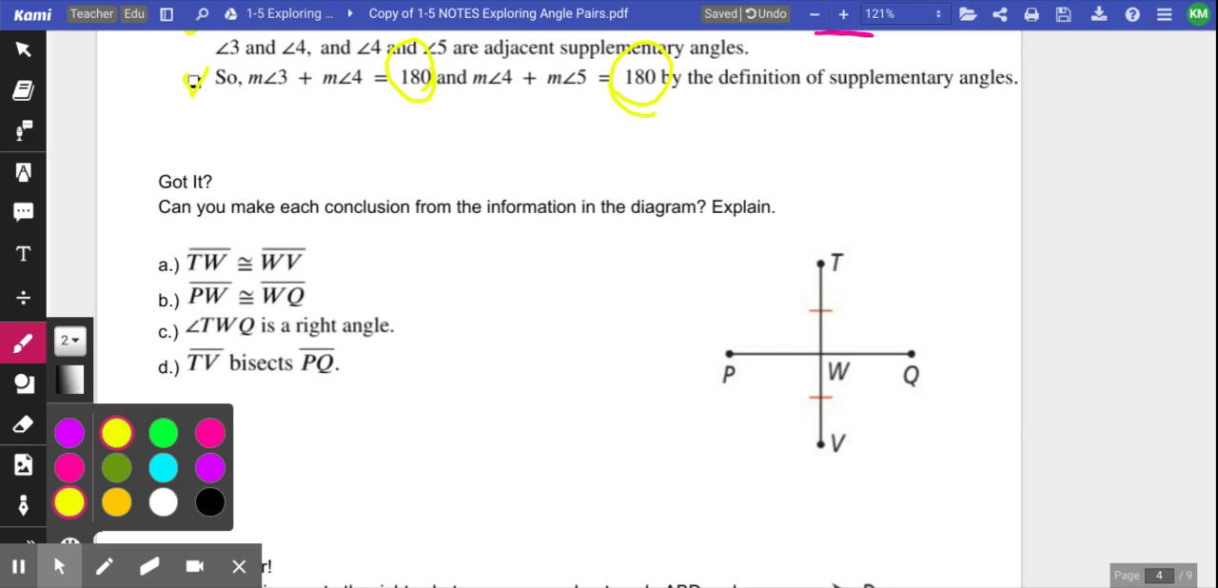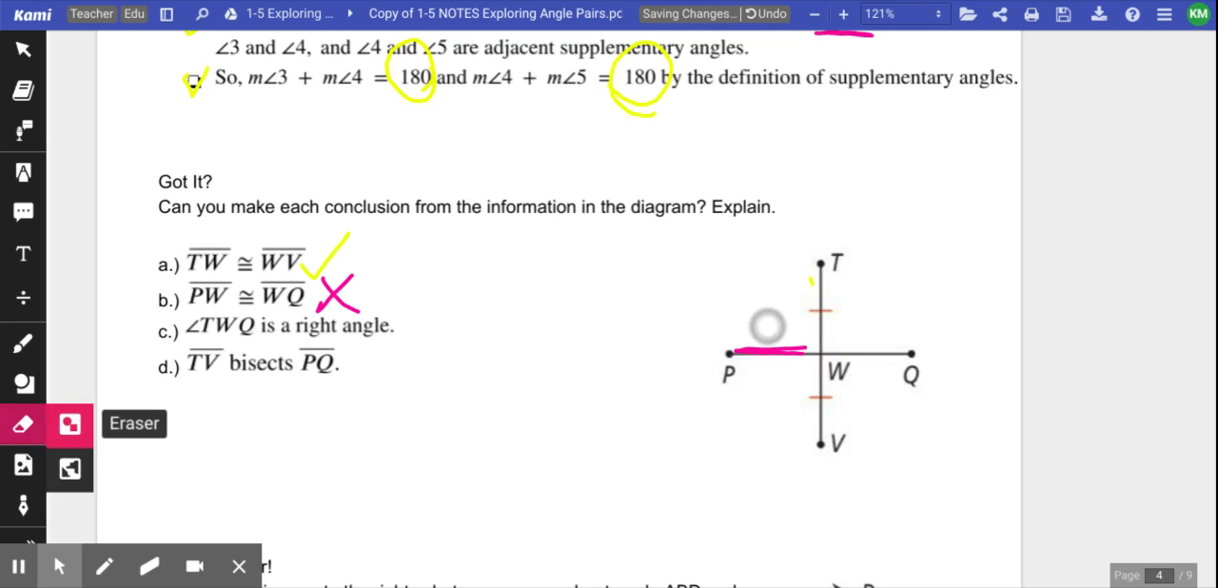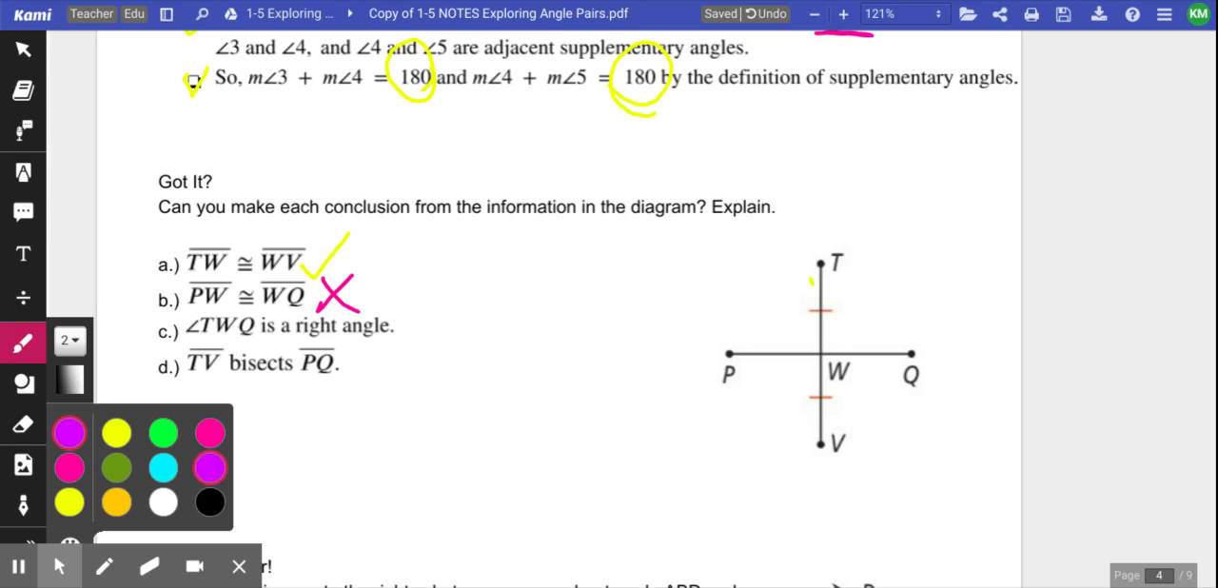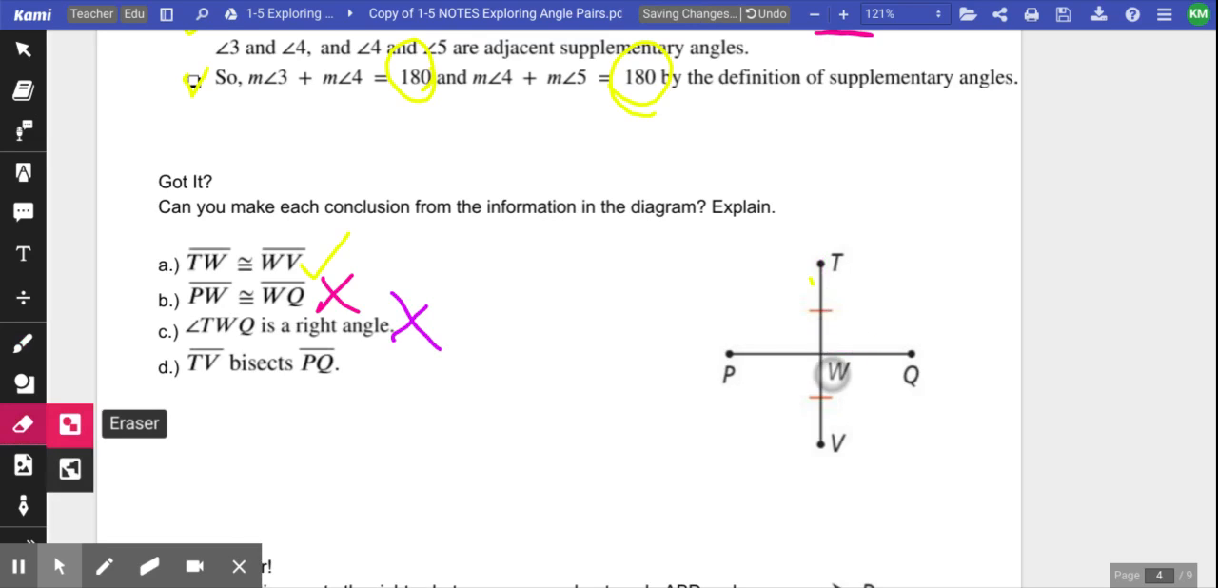One says that TW and VW are congruent, and they are because they have tick marks. Yes. B, PW and WQ. We can't, because there are no tick marks. I don't know for certain, so I can't make assumptions. All right, let's go to the next one. TWQ is a right angle. Once again, there is nothing that shows me that it's a right angle, so that's a no. If it gave me a little right angle box in here, I could say yes, but it doesn't.